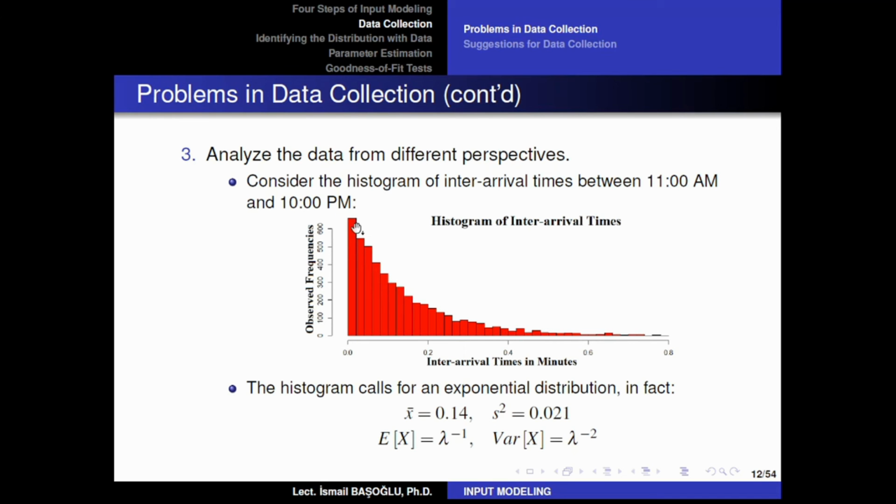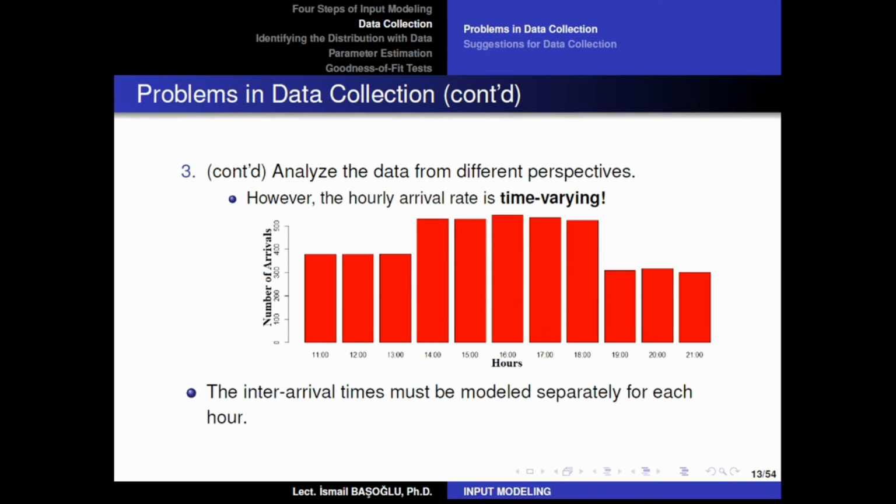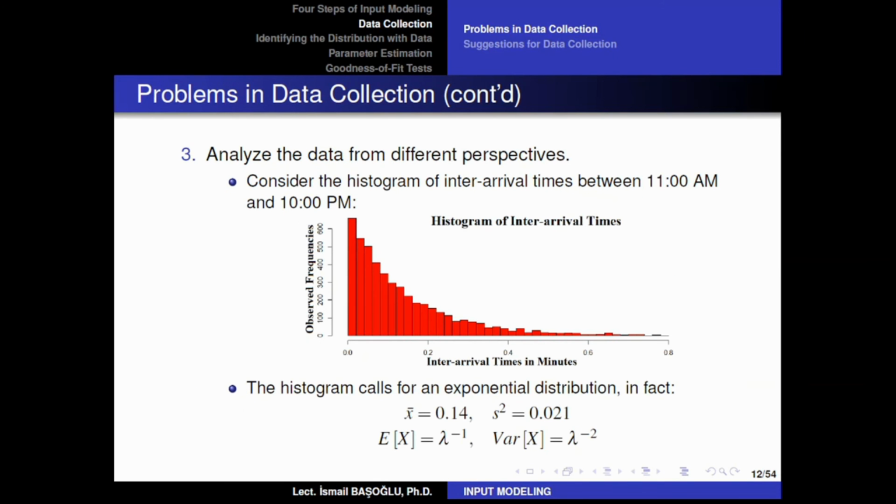and this is a histogram of the inter-arrival times. And when you check this histogram, and when you check the sample mean and the sample variance of the inter-arrival times, the histogram looks like an exponential distribution this time, and the sample variance looks like the square of the sample mean. If you take the square of the sample mean, the sample variance seems to be equal to it. Now, my friends, as I have said, you need to look at the data from different perspectives.